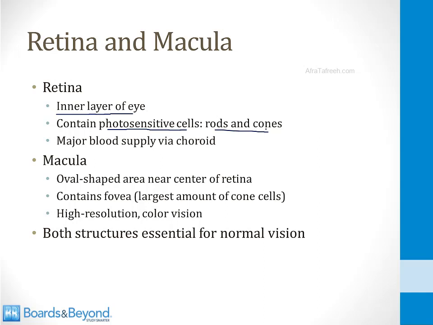And the major blood supply of the retina is the choroid. This is a vascular layer that sits beneath the retina, and we'll talk later in this module about how problems can occur if the relationship between the choroid and the retina is disrupted.